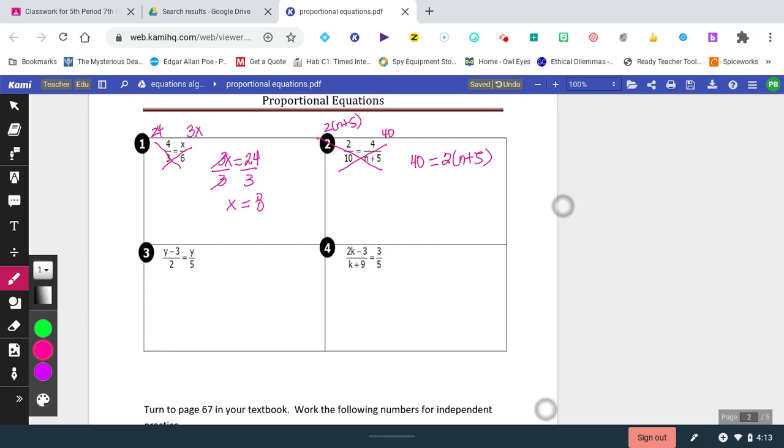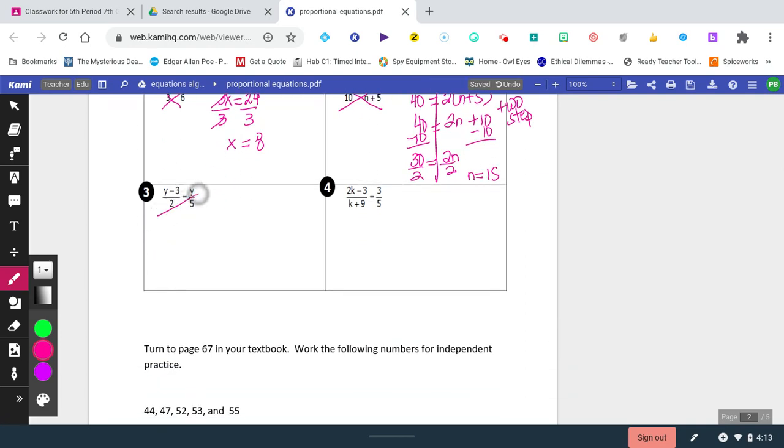Now you're going to use the distributive property. So that's 2n plus 10. Now watch somebody not watch the video and put 2n plus 5. You're going to subtract 10 from both sides, because now it's not a one-step, it is a two-step equation. All right, I'm going to subtract 10 from both sides. So we end up with 30 equals 2n. The opposite of multiplying by 2 is dividing by 2, so n is equal to 15. And that's how you do that.